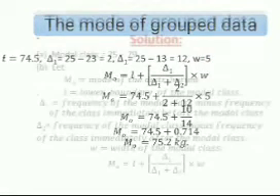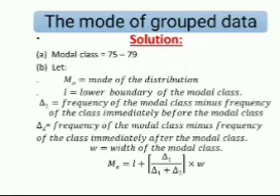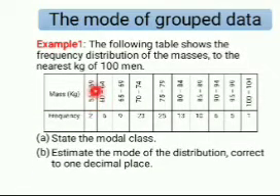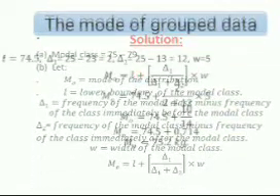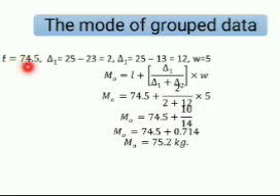That is from, if you count from 75 to 79, or just pick any number, so 55 to 59, 60 to 64, you can see that the difference is 5. So width is 5. So let's now go and apply everything into the formula. So L is 74.5, delta 1, 25 minus 23, is equal to 2. Delta 2 is equal to 25 minus 13, which is equal to 12. Then width is equal to 5.